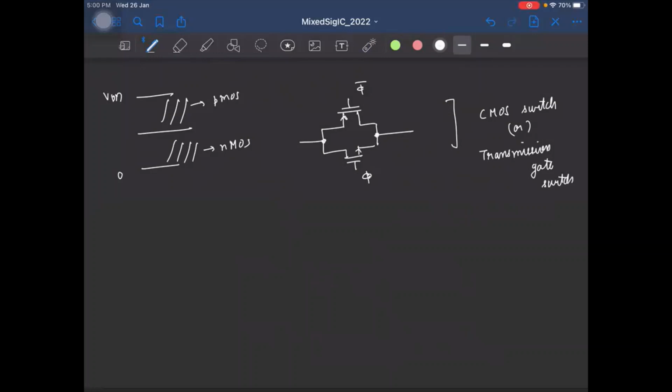Okay, so now let's try to see what the on resistance of this CMOS switch is. Before that, please note that when we give an input voltage, this is the Vout, right? For lower input voltages, what will happen? The PMOS will offer a very large resistance, so we'll have a very large resistance in parallel with the small resistance offered by the NMOS. So the NMOS will conduct, right?